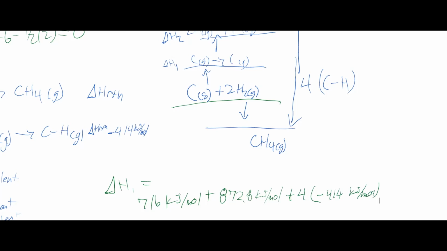And so when we add those up, we can get the enthalpy change for this. So 716 plus 872.8 plus 4 times negative 414. And so we get a delta H of our reaction of negative 67.2 kilojoules per mole. And that's going to be the delta H for the reaction of that process.